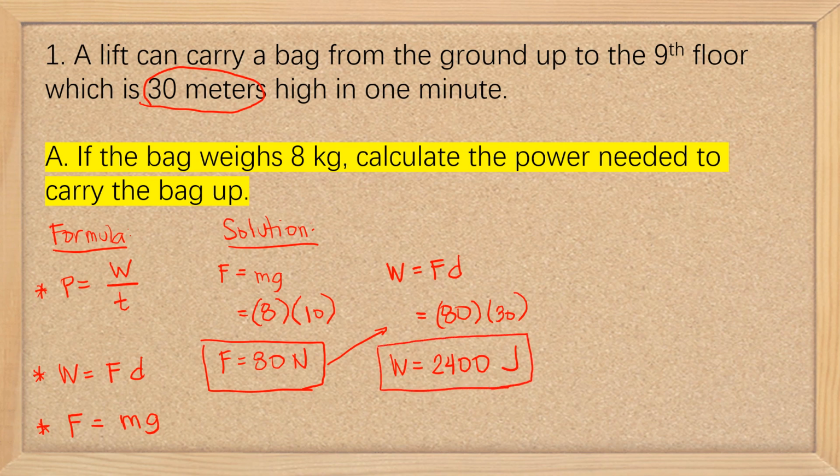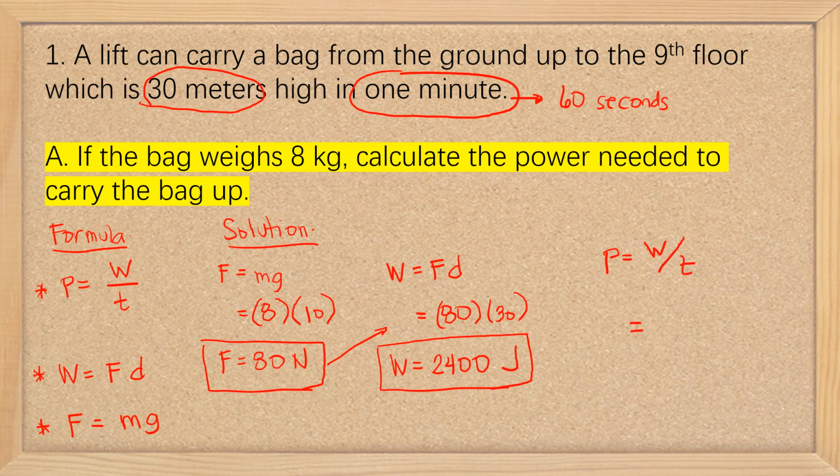So we already have now the force. We already have the work. And how about our time? Our time here is 1 minute. And your 1 minute should be expressed in seconds. So 1 minute is how much in seconds? So that will be 60 seconds. Therefore, to compute your power, we have your work divided by your time.